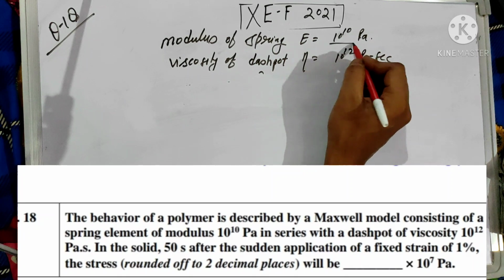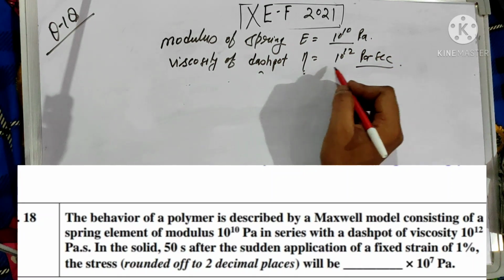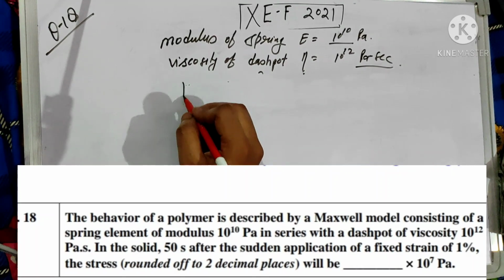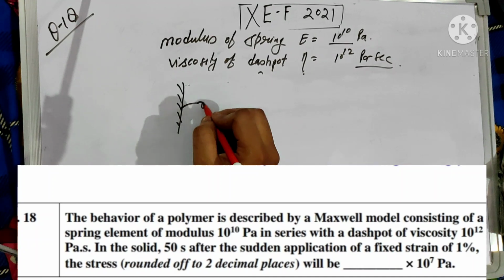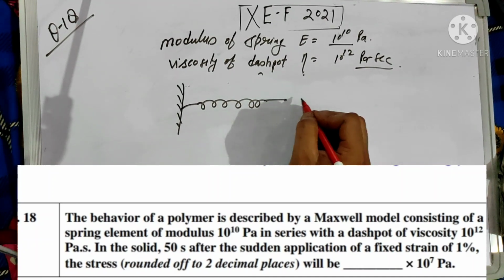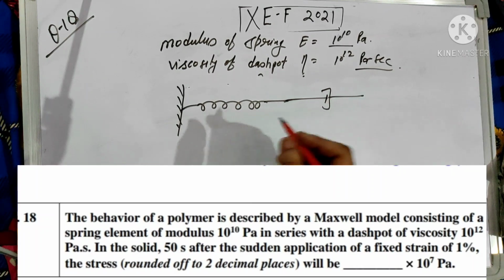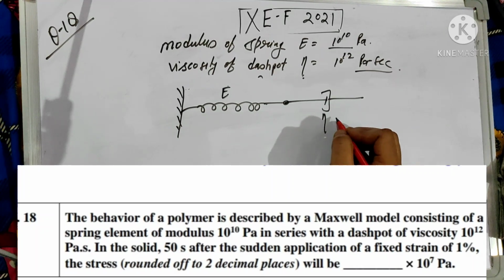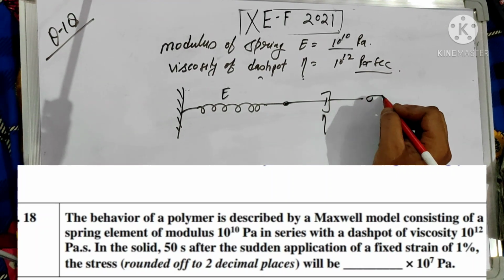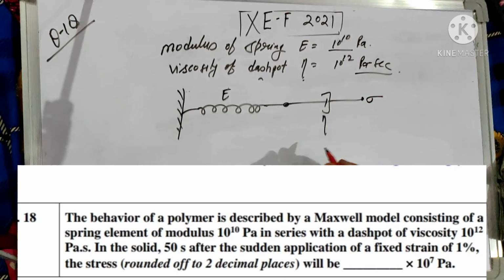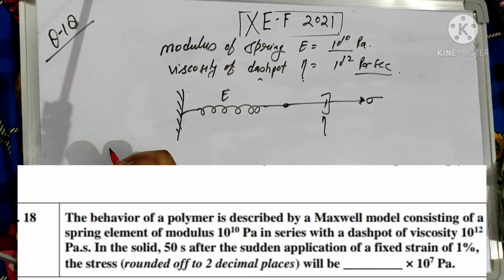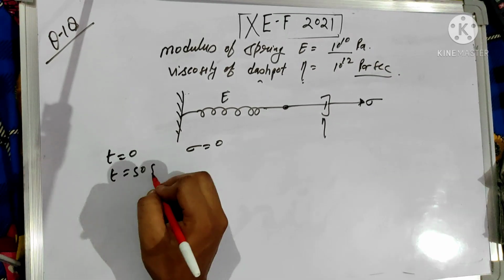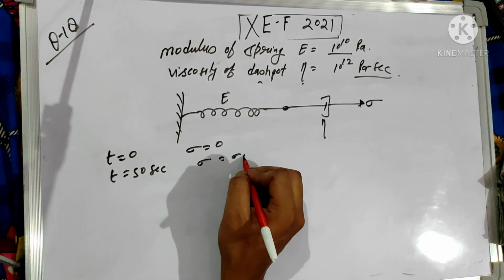The modulus of the spring E is equal to 10 power 10 Pascal and the viscosity of the dashpot eta is equal to 10 power 12 Pascal second. Both the spring and the dashpot are connected in series. Then this is a spring and this is a dashpot. Its modulus is equal to E and the viscosity of the dashpot is equal to eta. Initially stress sigma is applied. At time t is equal to 0, sigma is equal to 0, and at time equal to 50 seconds, sigma is equal to sigma naught.